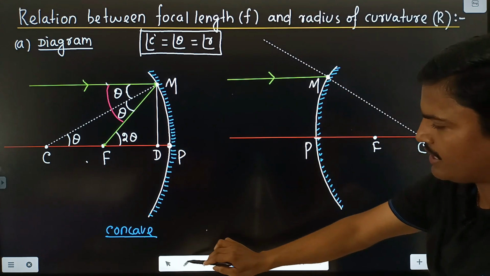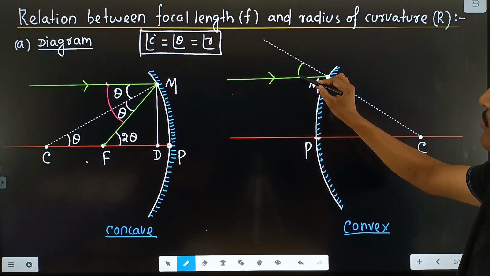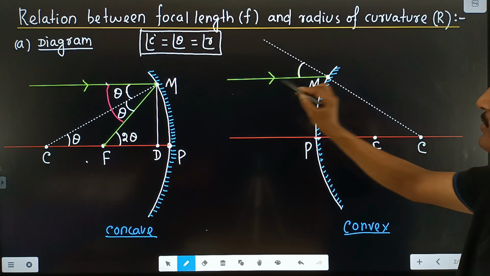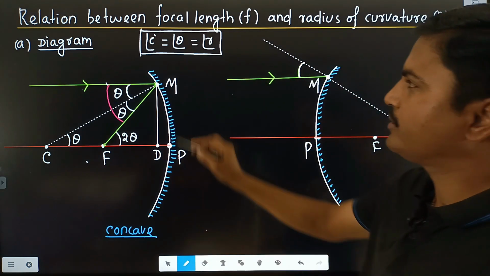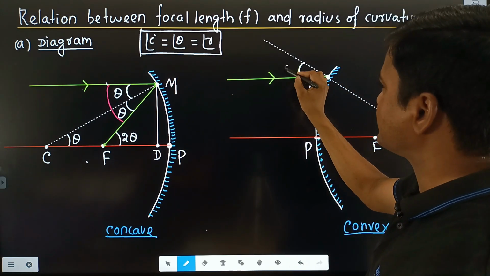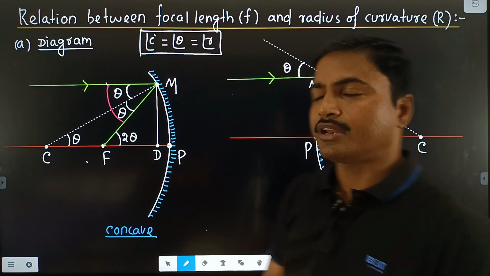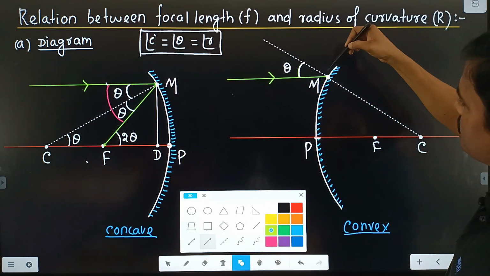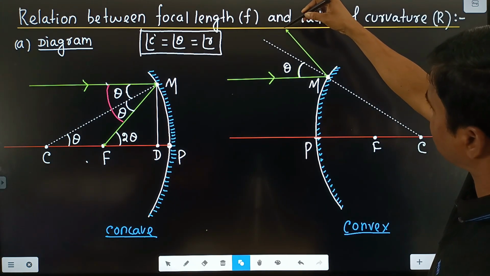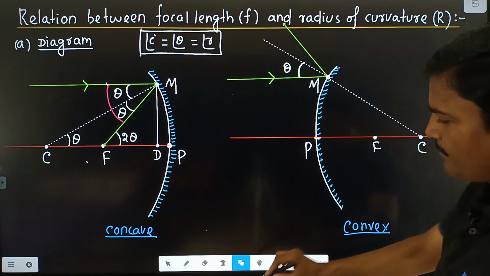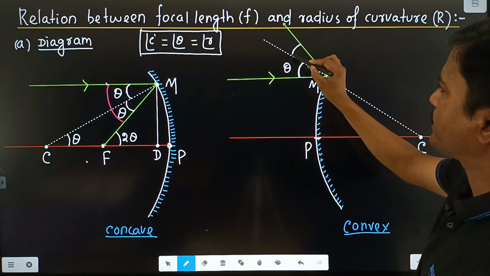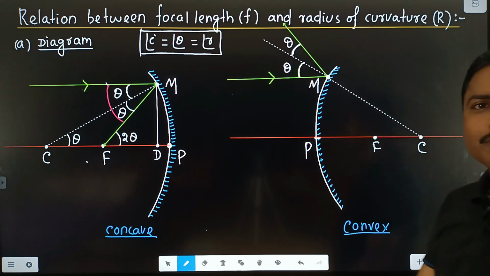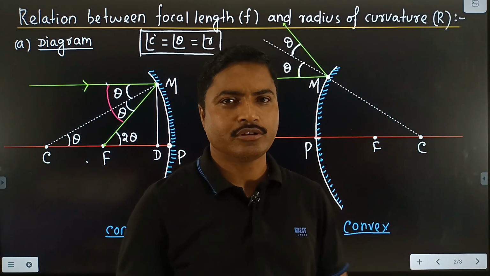This one is the normal, and this is the angle between the normal and the incident ray. This angle we write I, or we also write theta, same thing. Then what happened? The ray is returned back into the same medium with equal angle, so we draw the reflected ray. This is the reflected ray, and this is the angle of reflection. For the angle of reflection we write R, and here also we write theta. That means in place of I we write theta, and in place of R we also write theta.